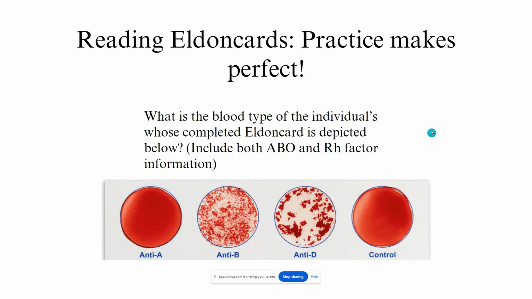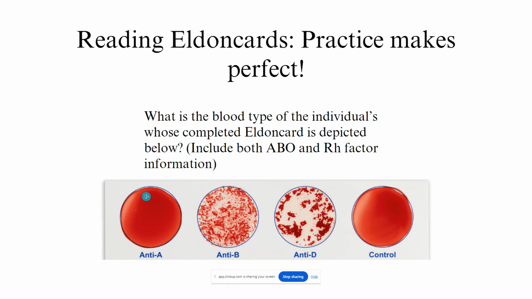But let's make sure that we can practice this before we actually do the activity, so we know how to read an Eldon card. So the question we're answering is, what is the blood type of the individual whose completed Eldon card is depicted below? Include both ABO and Rh factor information.